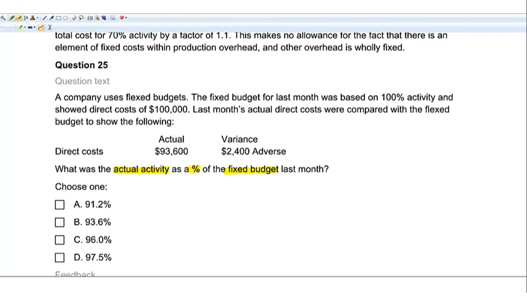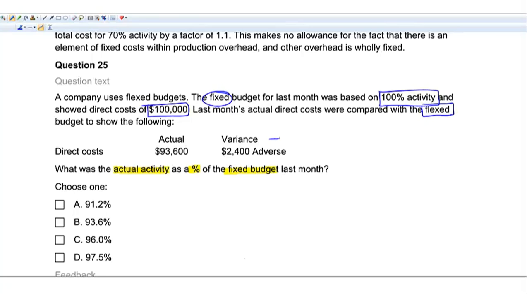Okay, let's read through the question together. A company uses flex budgets. The fixed budget for last month, based on 100% activity level, showed a direct cost of $100,000. Last month's actual direct costs were compared with the flexed budget to show the following. So we had an actual direct cost of 93,600 and an adverse variance of 2,400.